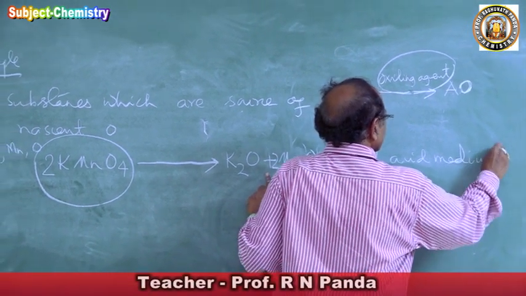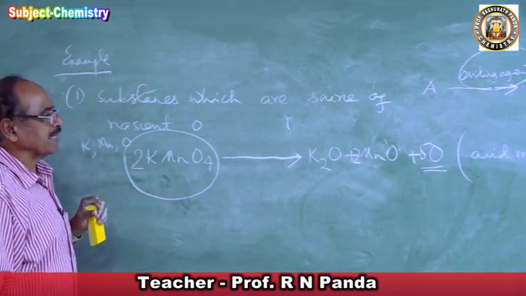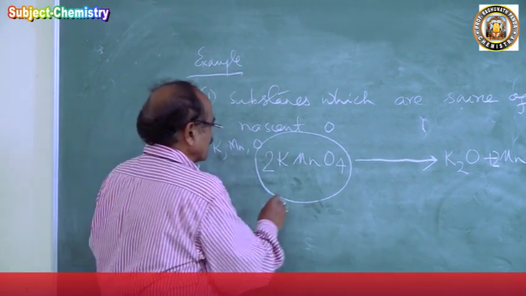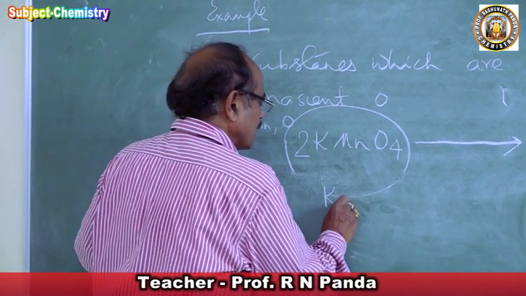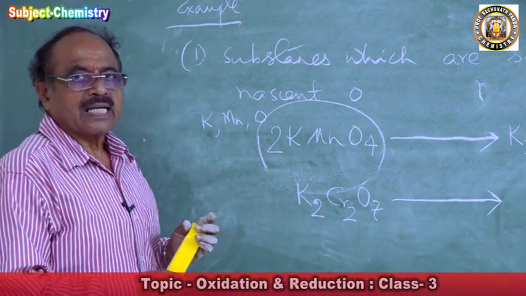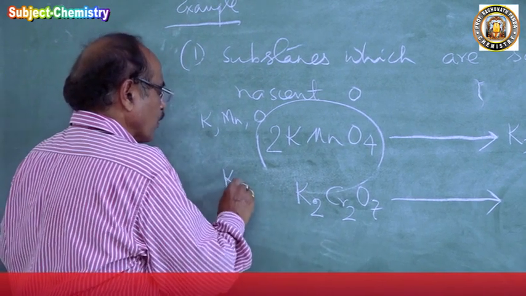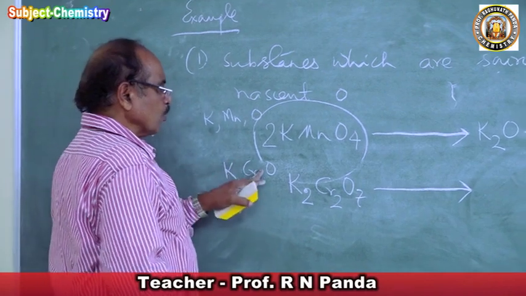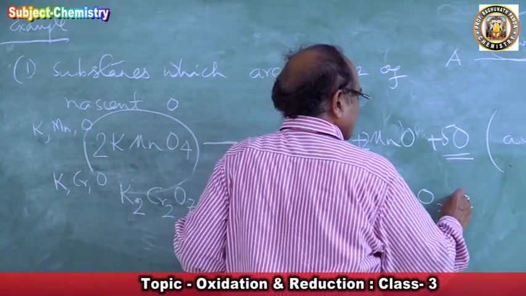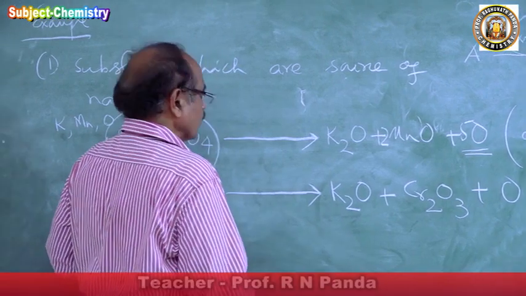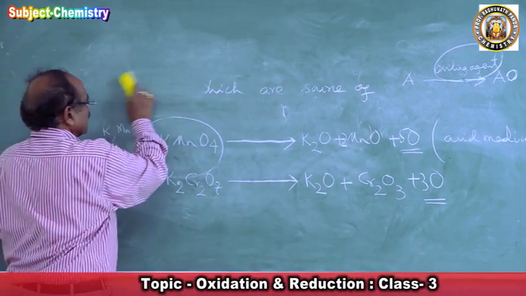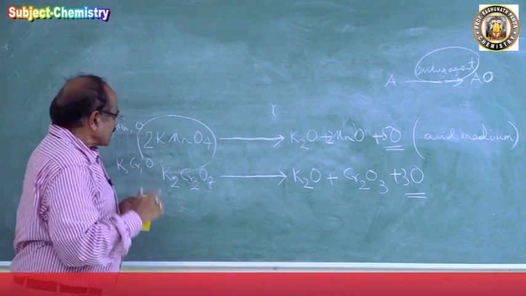So if a substance which can be oxidized comes near potassium permanganate, we make the medium acidic and carry out the reaction. Similarly, potassium dichromate, K2Cr2O7, can also give us nascent oxygen. How? We have potassium, chromium and oxygen. Potassium will form potassium oxide, chromium and oxygen will form Cr2O3, and the rest of the oxygen will come out. We have 7 O, so here 3 O. So one molecule of potassium dichromate can give us 3 nascent oxygen atoms. Then the question comes, why?